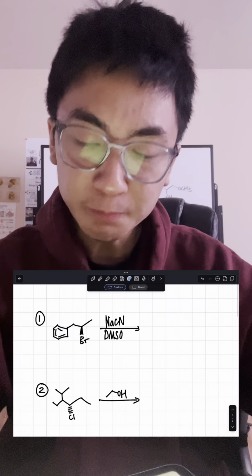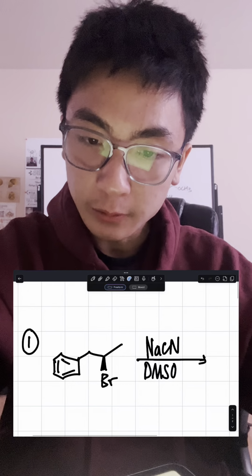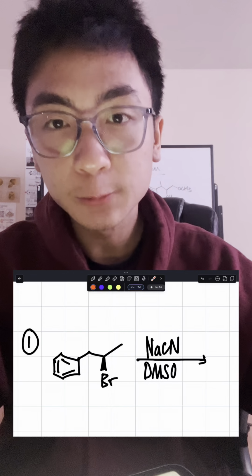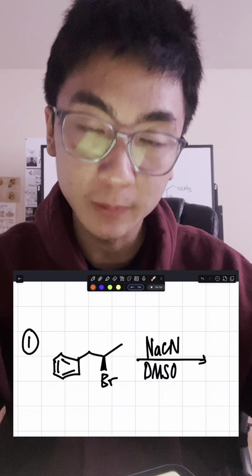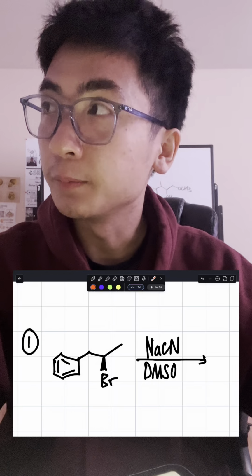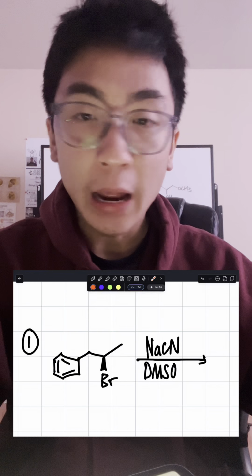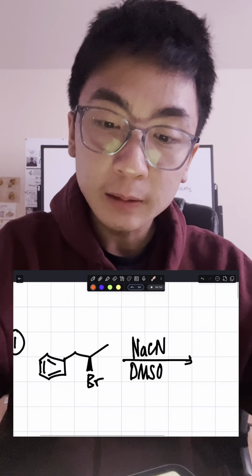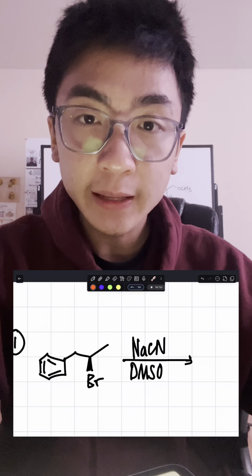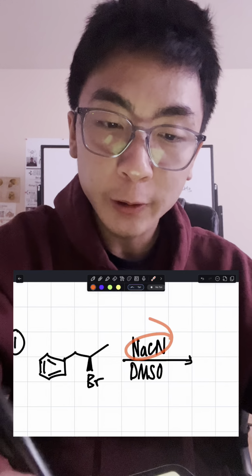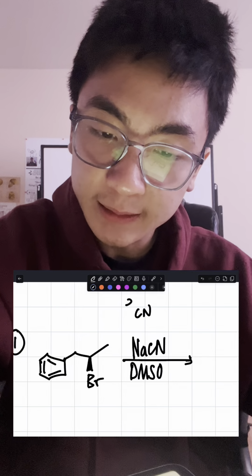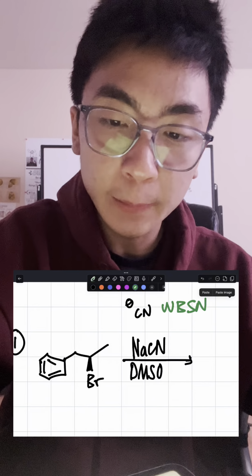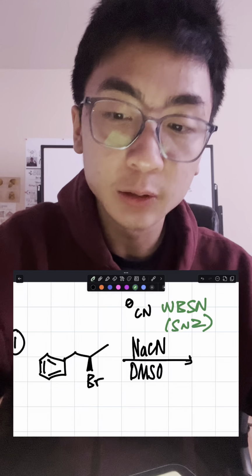For the first one here, we see that we have this molecule with a good leaving group, bromine. All of these reactions, SN2, SN1, E1, E2, require a good leaving group, like bromine, chlorine, OMs, OTs, anything that can leave with a stable negative charge, right? And our nucleophile or base here is going to be NaCN, where specifically we are worried about the CN minus.